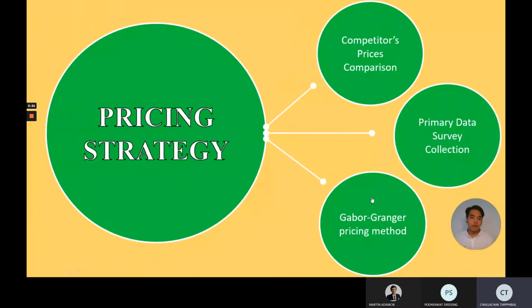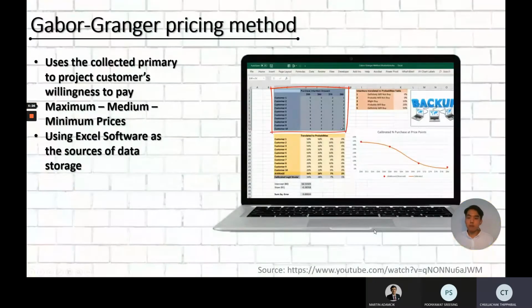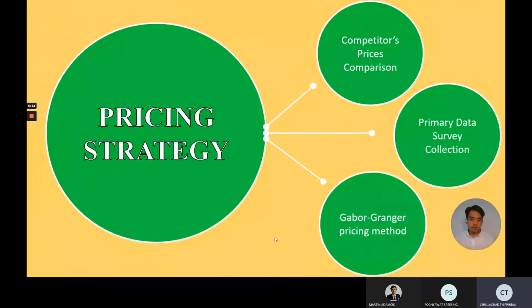Lastly, the Gabor-Granger pricing method is used as the main tool of price estimation in this case. This model is very effective in measuring the willingness to pay of customers. After I collected the primary data, I put it into an Excel file, and it generated the calibrated percentage of how much customers would be willing to spend at each price point. So that's my pricing strategy.